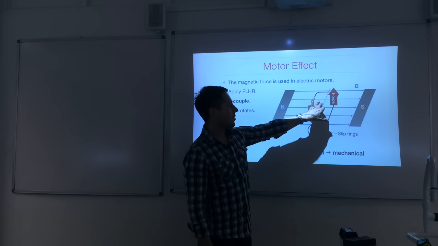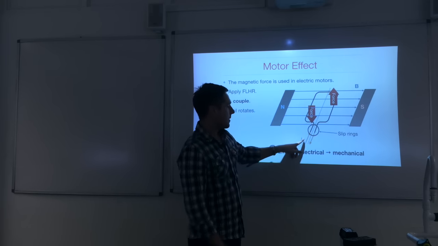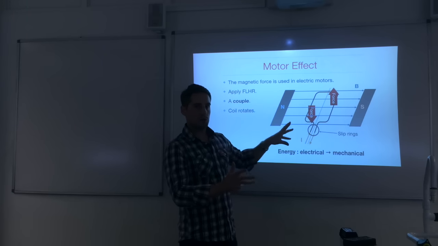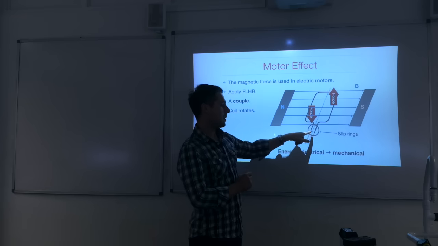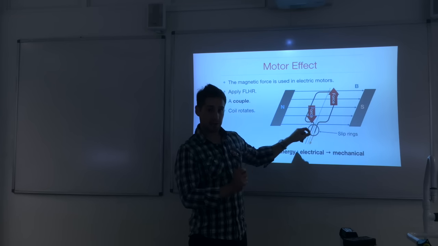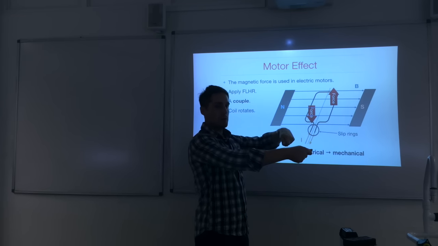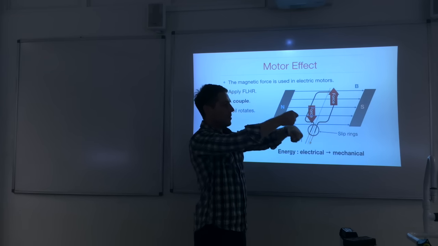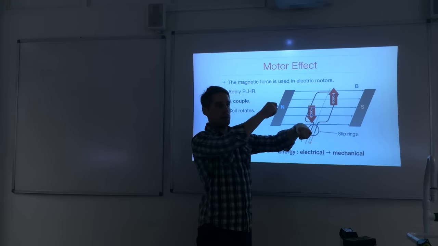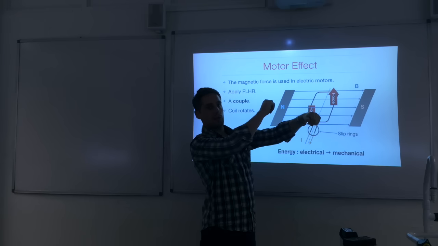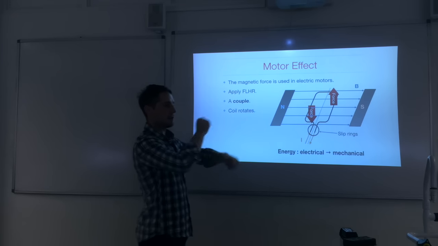When the coil is vertical, the slip rings will cause the coil to become disconnected for that moment, and the momentum of the coil will carry it through so that it becomes near horizontal again, and then you get the couple set up again so it keeps rotating.